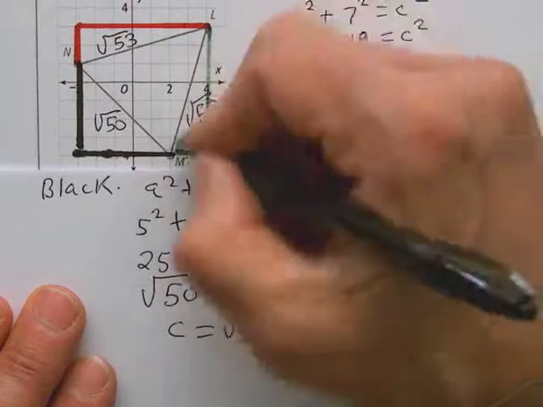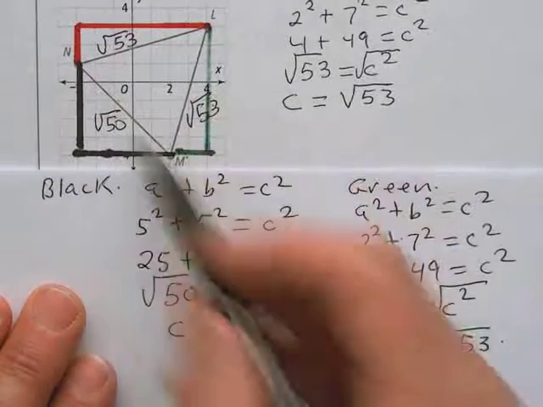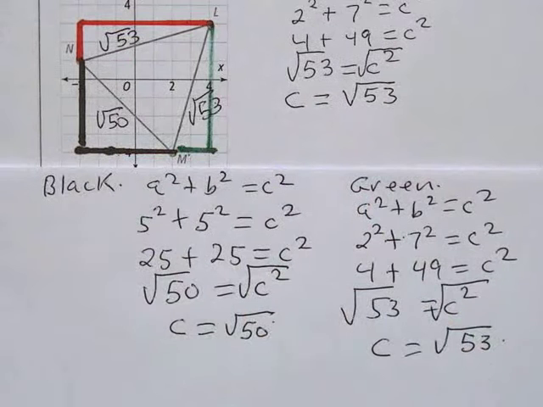So this length is the square root of 53, this length is the square root of 53, and this length is the square root of 50. Therefore two of the lengths are the same, I've got an isosceles triangle. And that's the answer to the question.